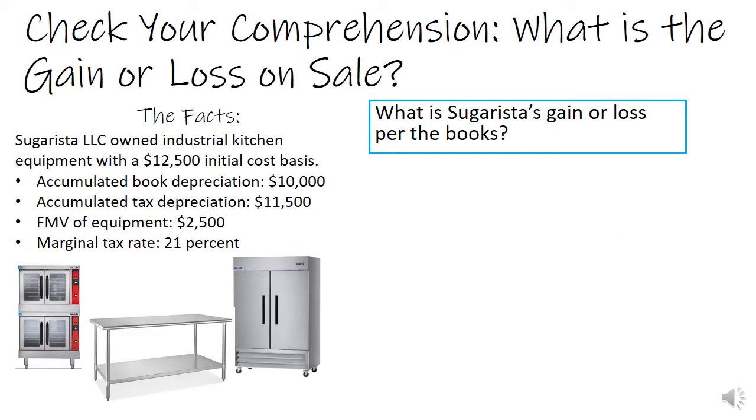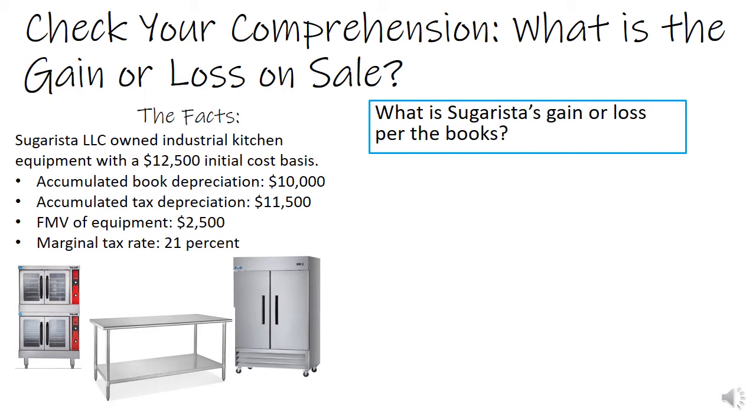Now let's apply the elements of the gain or loss formula by looking at an example from Sugarista. Instead of acquiring the property and depreciating it, we're now selling it and calculating how well or badly off we would be if we sold it. The property was acquired at a cost of $12,500. For book purposes, we've accumulated $10,000 of depreciation. For tax purposes, she's deducted $11,500 in depreciation, and she's assuming that she could collect about $2,500 from selling the equipment.